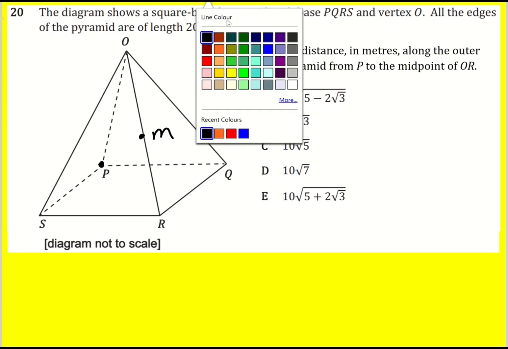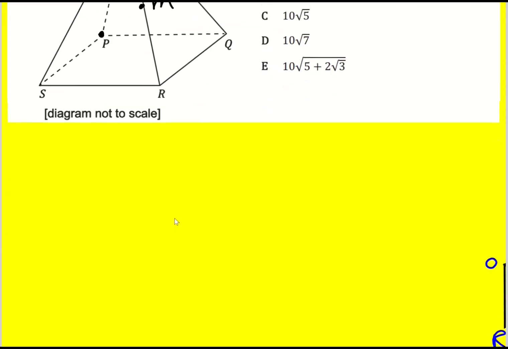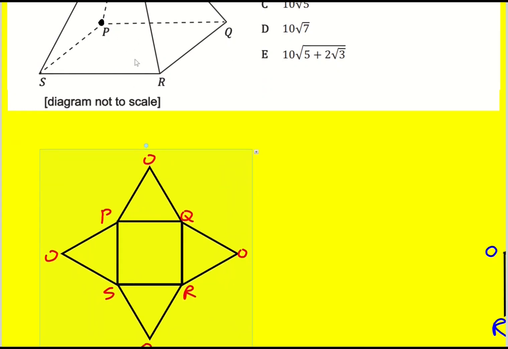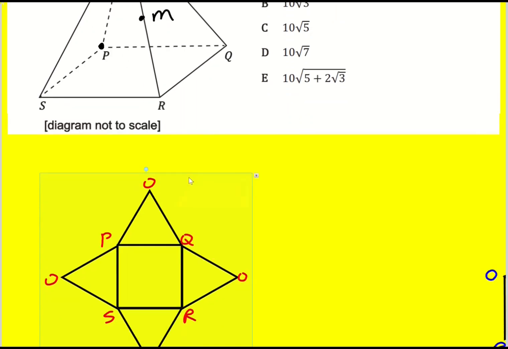We can't just say, right, I'm going to go from here to here, because that would be on the inside. Got to move along the outside. So it's quite hard to just visualize from here which way to go. And so the key really is to imagine unfolding the shape into a net. And here's one such net that we could draw. We could take this square base and then just imagine unfolding all of the triangles out.